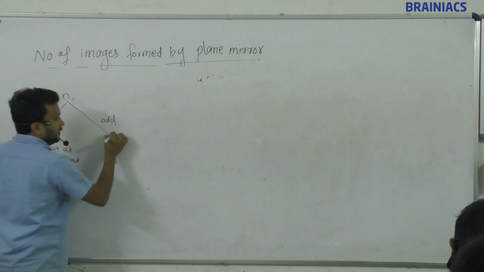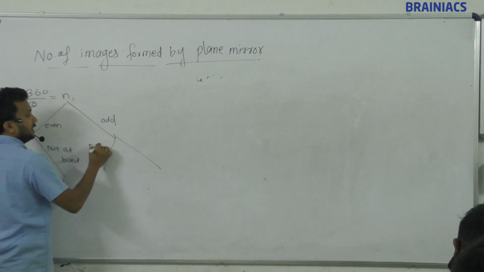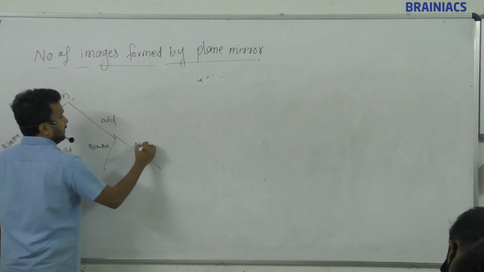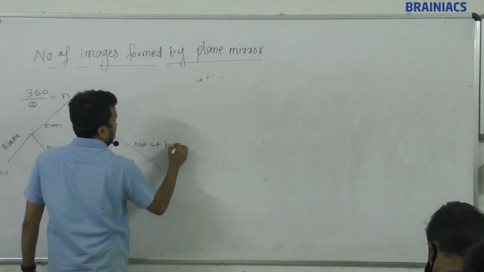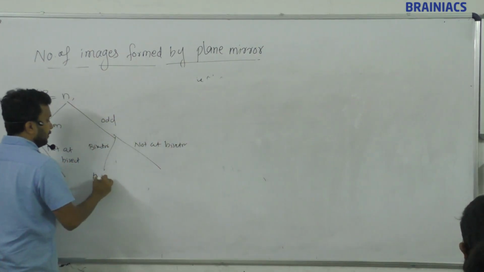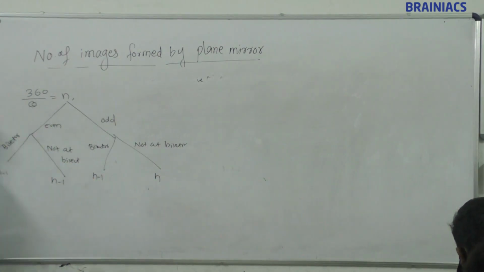When it is an odd number, two cases: one is at the bisector, the other not at the bisector. Not at the bisector, number of images formed is n.